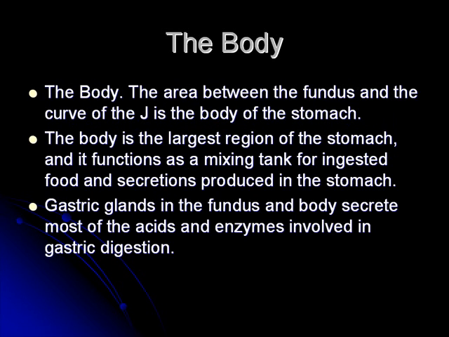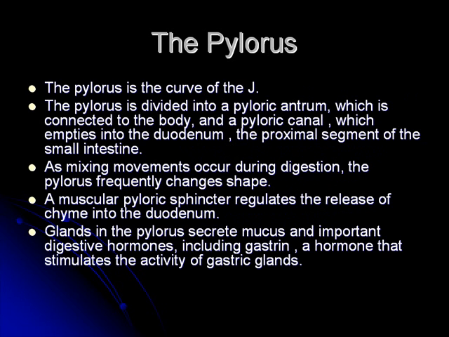The body of the stomach is between the fundus and the curve of the J. The body is the largest region of the stomach, and it functions as a mixing tank for the ingested food. It also provides secretions that are produced in the stomach. The gastric glands in the fundus and the body secrete most of the acids and the enzymes involved in gastric digestion. The pylorus is the curve of the J.